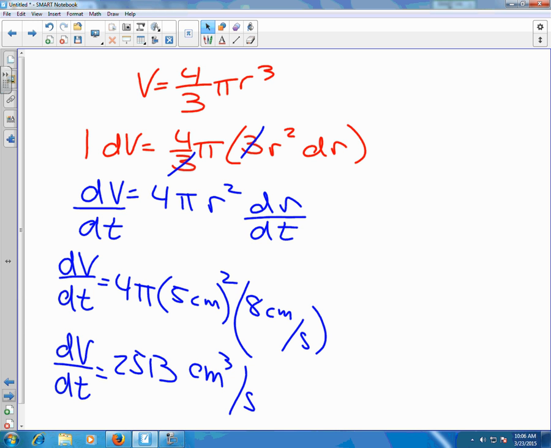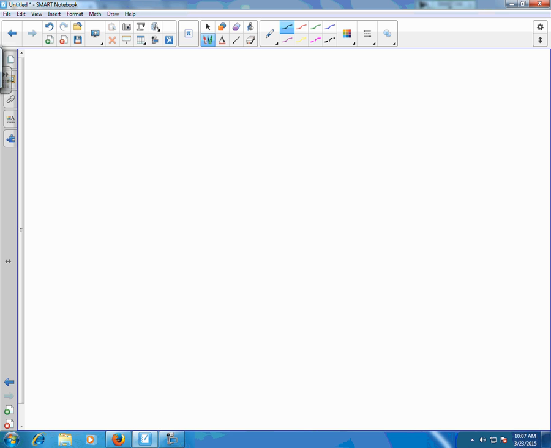Okay. Let's try another example that's very similar to this one, but it's probably one of my favorite problems to do. I'm going to change it up a little bit so that we have to do more than one thing with it, which I hope you'll see. Let's see. Give me a minute to write this down.